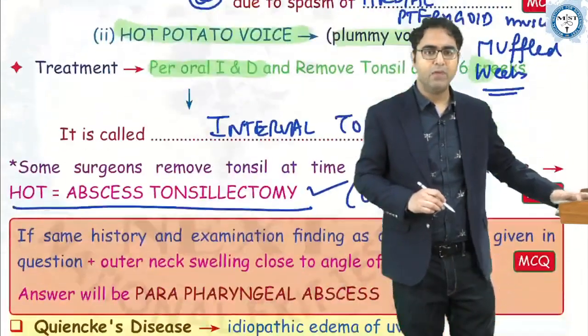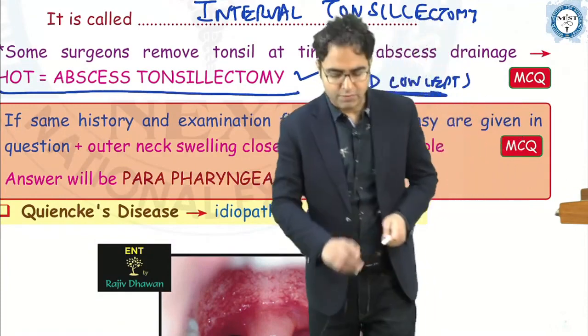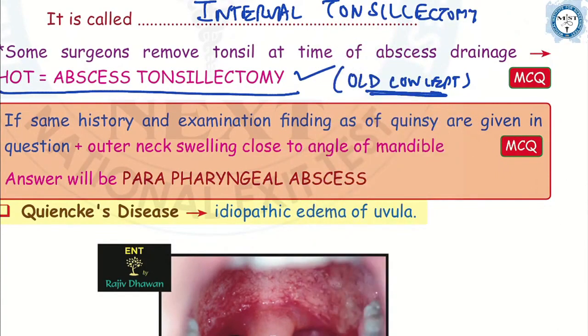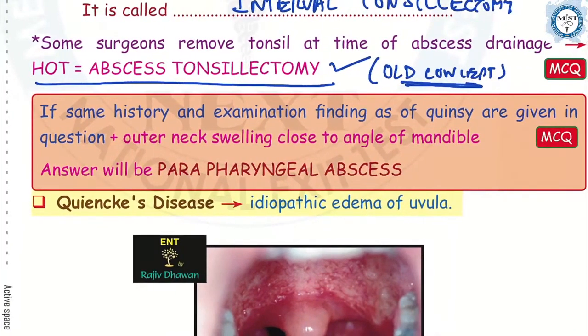Okay, now look at the screen, beta. In this question, if the same history and examination findings as Quinsy are given, plus outer neck swelling close to the angle of mandible, the answer will shift to parapharyngeal abscess.